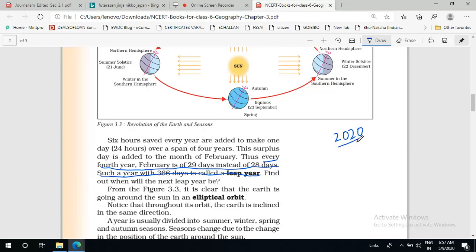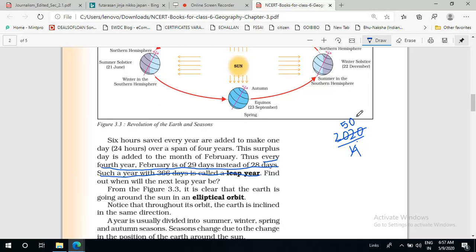है ना, ये 4 से divisible है. तो if we want to know whether a particular year is a leap year or not, we have to find out whether it is divisible by 4 or not. If it is divisible by 4, then it will be a leap year, and if it is not divisible by 4, then it will not be a leap year. Okay, so this is the way we can know.